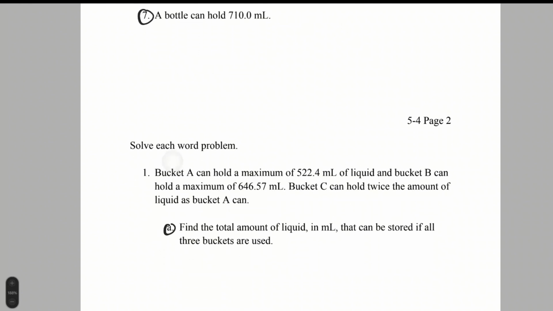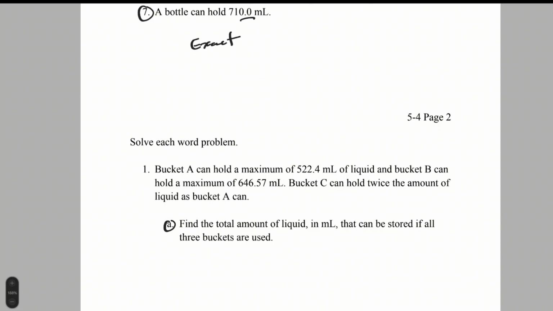All right, question 7. A bottle can hold 710 milliliters. Now this question might be tricky because we're not given a hint in the question, like the word around or round. The only thing we might be able to use is the extra placement of the zero after the decimal right here. You might be wondering why we have the zero in the first place. Well, that's because the zero actually signifies that the value given is precise. For this reason, this question is an exact number. So this will be exact.